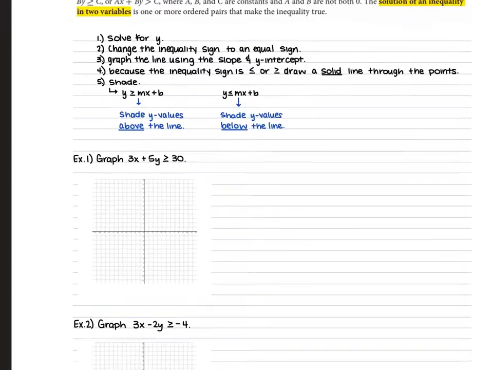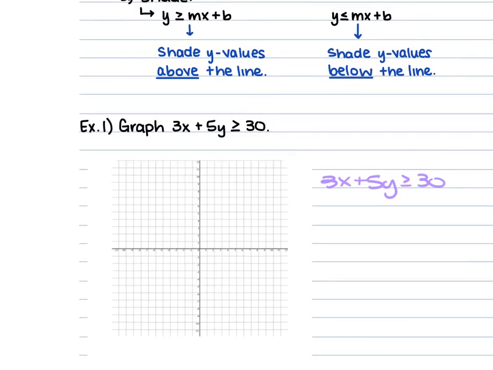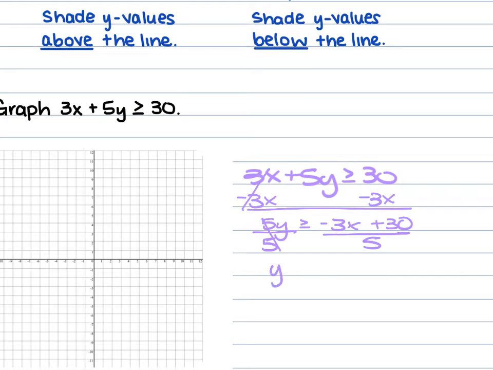So if we look at our first example, we have 3x plus 5y is greater than or equal to 30. We're going to get the y by itself, so we're going to move the 3x over. We have 5y is greater than or equal to negative 3x plus 30. From here, we divide each side by 5, so y is greater than or equal to negative 3 over 5x plus 6. So our slope here is negative 3 over 5.